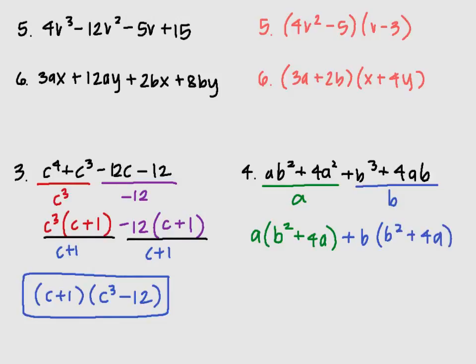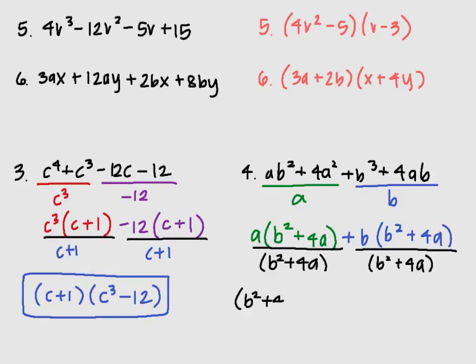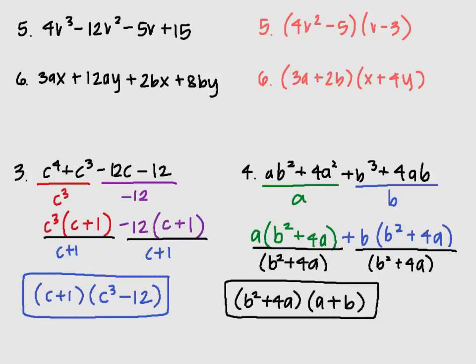Now what I see is that in both of the terms, what they both have in common is the b squared plus 4a. So I can factor out the b squared plus 4a from both of the terms. So I have b squared plus 4a factored out of the first term, and I'm left with a. Factor out the b squared plus 4a from the second term, and I'm left with b. And this is your factored form of the polynomial. Again, please make sure that you are checking your answer by using the distributive property.